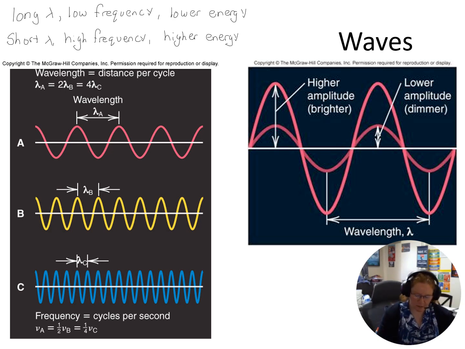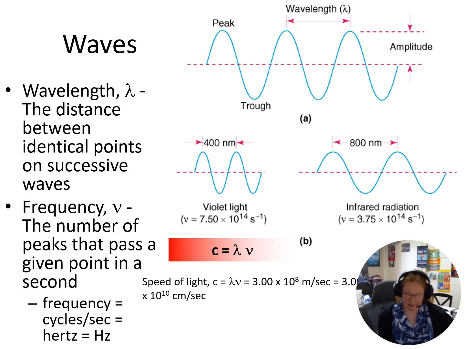All right. And so when we look at our slides, wavelength is the distance between our identical successive points, frequency is the number of peaks that pass a given point in a second. And so wavelength, we use this symbol right here. That's the Greek letter lambda. And then frequency is the Greek letter nu. All right, so wavelength is lambda, frequency is nu. And our frequency is our cycles per second, which is oftentimes given in hertz.